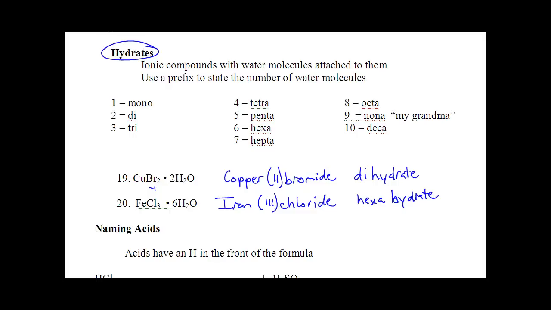There you go. And if you're going backwards, you're given all this, and you just put 6 waters if it says hexahydrate, or tetrahydrate would be 4 waters. Nothing fancy.